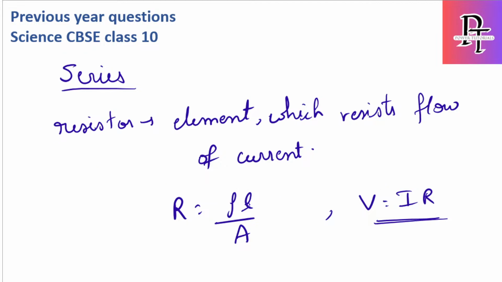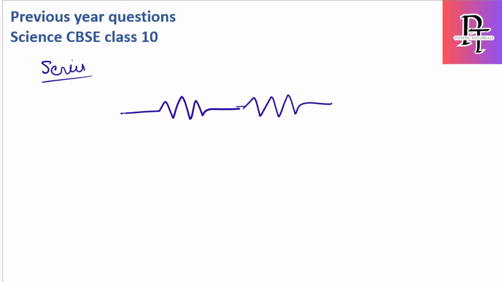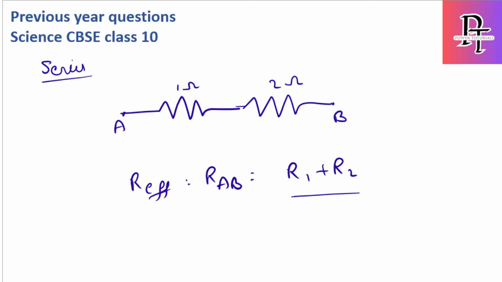Let's take a basic example of a series connection. This connection will be like this. If one end of a resistor is connected with the first end of another resistor, then both the resistors are in series. Let's suppose this is point A and this is point B, and this is 1 ohm and this is, suppose, 2 ohms. Then these two resistors are in series. So R effective of this combination, that is RAB, will become R1 plus R2. This is the basic formula for series connection.